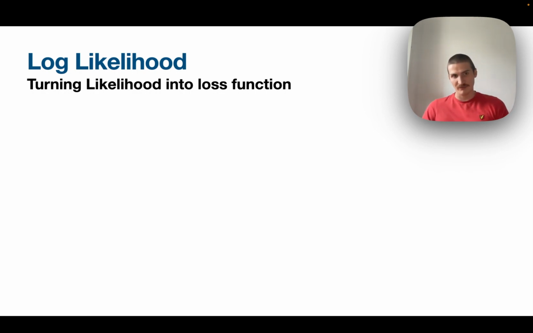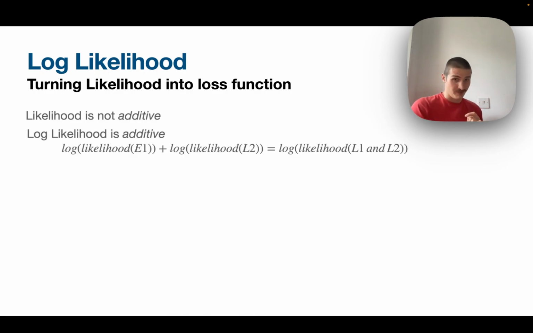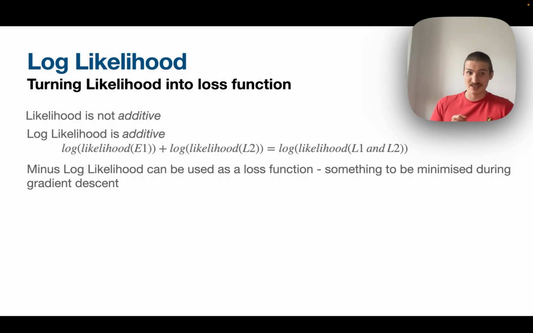Before that, though, we have a problem because likelihood is what we call not additive. So if we have 2 samples, the loss of sample 1 plus sample 2 is not going to be the sum of 2 losses because the likelihood of union of these 2 events is going to be multiplication of likelihoods. But we can turn that into something that is additive by just putting the log in front of it, like this. And we also need a minus in front to make it a loss function. So we want to minimize it, not maximize it.